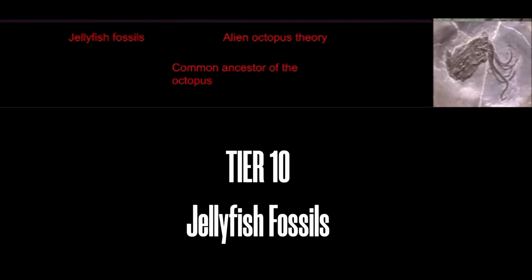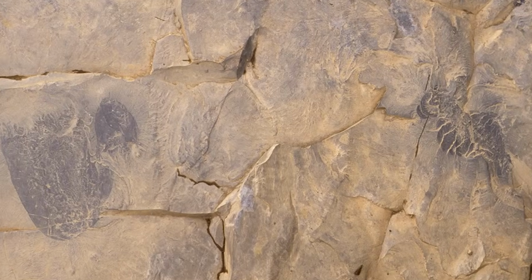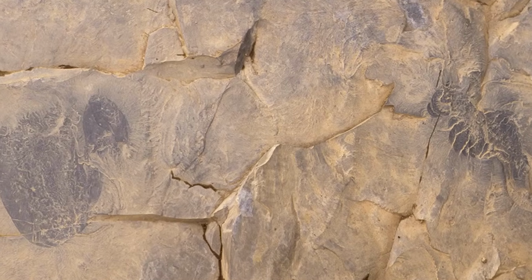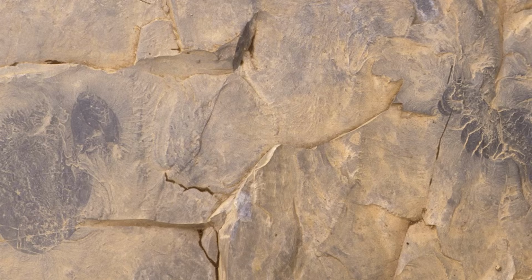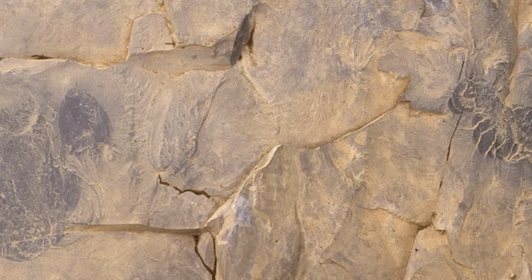Tier 10. Jellyfish fossils. Jellyfish, being soft-bodied animals, do not have any hard parts like shells or bones, and they are not commonly preserved as fossils. The chances of jellyfish fossilization are pretty low compared to organisms with hard structures that are more likely to leave a fossil record. However, under certain exceptional circumstances, jellyfish fossils can form.